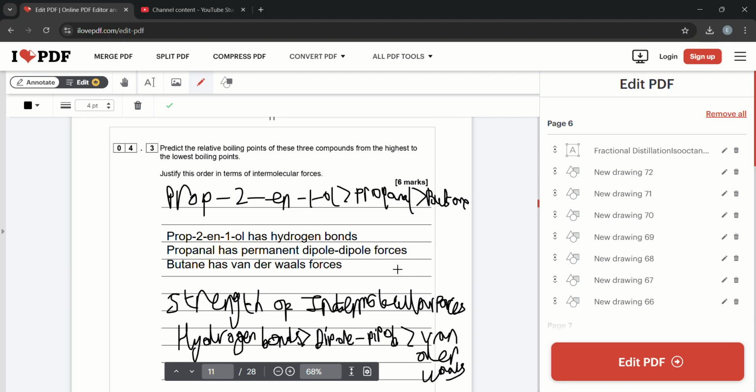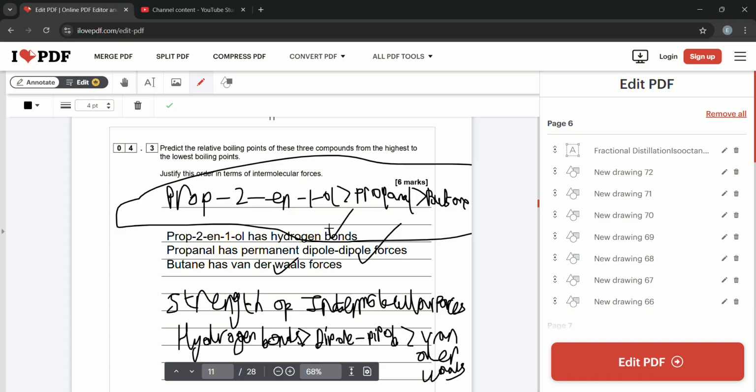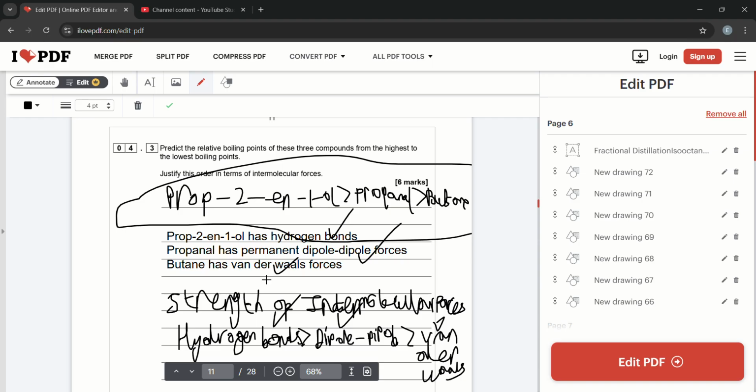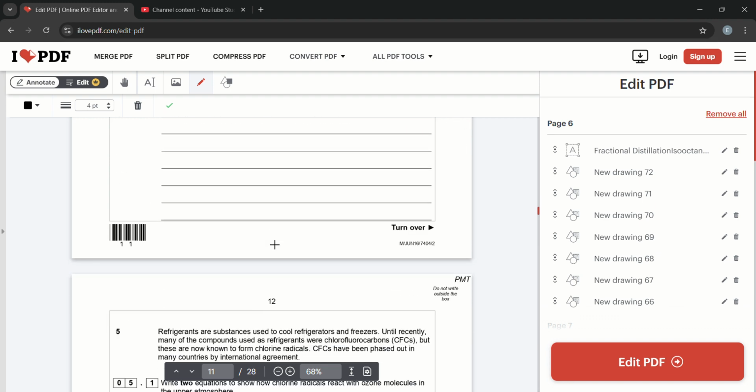Once you've got this down, prop-2-en-1-ol is greater than propanol, which is greater than butane. Prop-2-en-1-ol has hydrogen bonds, propanol has permanent dipole forces, and butane has van der Waals forces. Just stating those simple things, then the strength of intermolecular forces: hydrogen bonds are greater than dipole, which is greater than van der Waals. And then you could explain that van der Waals are weak forces between molecules, hydrogen bonds are strong forces between molecules, and permanent dipole forces are slightly stronger than van der Waals. But that is the end of question 4.